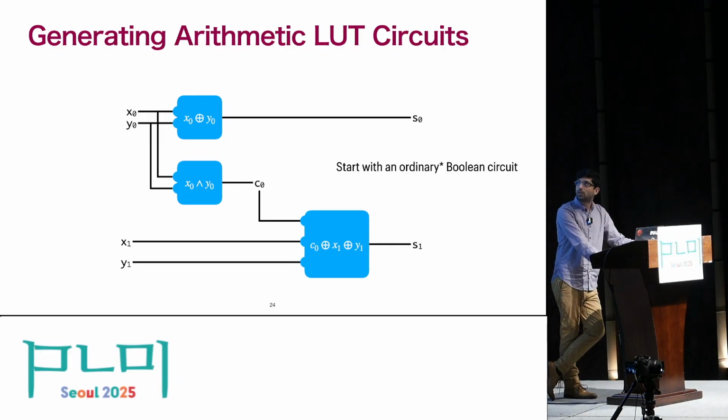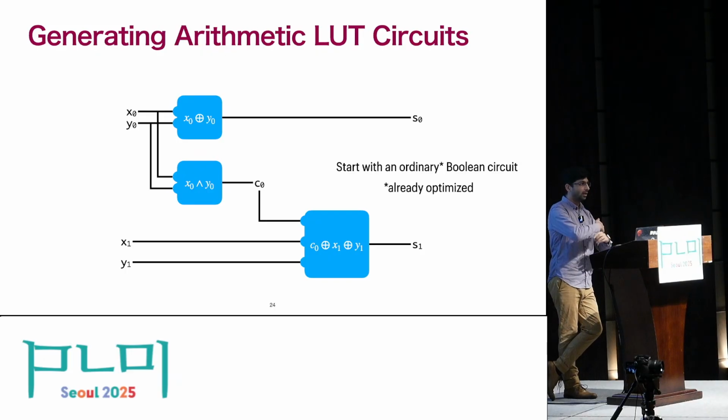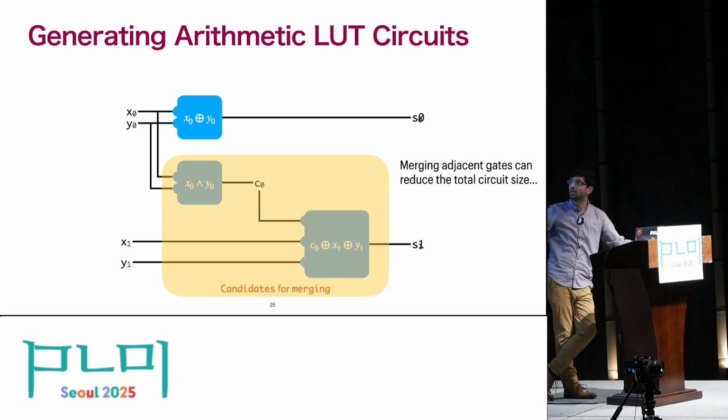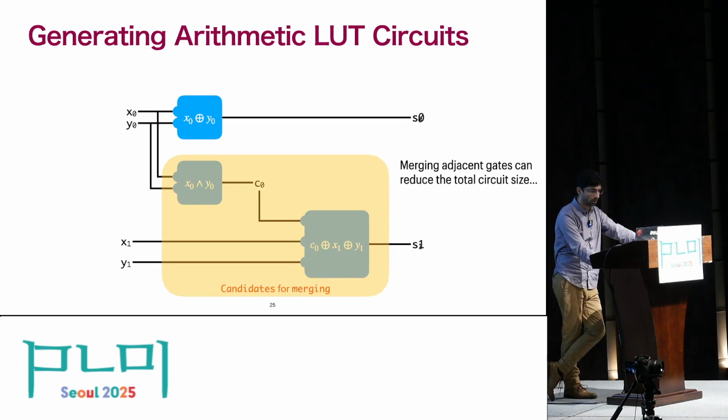It's worth noting at this point, we are free to apply the full spectrum of all the work the VLSI people have done to optimize our Boolean circuit as much as we want. Of course, these optimizations will stay in the realm of this Boolean gate abstraction. And now we notice that we've got 2 adjacent gates, and if we were to merge these, the total size of the circuit would get smaller.